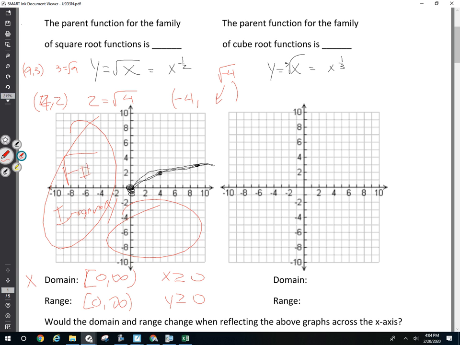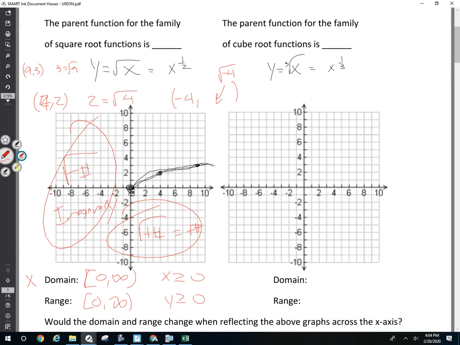Because the square root of a number is always going to be a positive. The square root of 9 is just 3. The square root of 4 is just 2. The square root of a positive number can only equal a positive number.